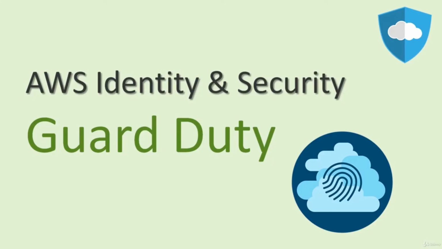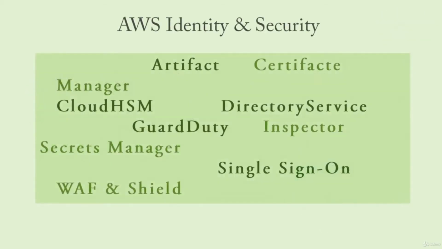Welcome back, friends. We're learning AWS identity and security, and here in this lecture, we're going to learn about GuardDuty, which is another security utility on Amazon Cloud. So let's start. GuardDuty is among various security services, along with Artifact, Certificate Manager, CloudHSM, Directory Service, Single Sign-On, Secrets Manager, WAF and Shield, Inspector, and more.